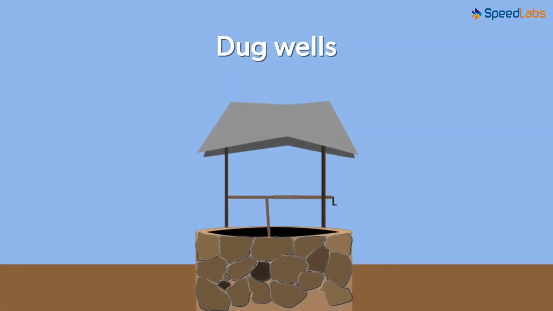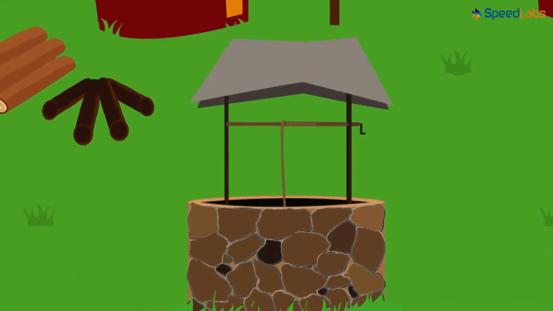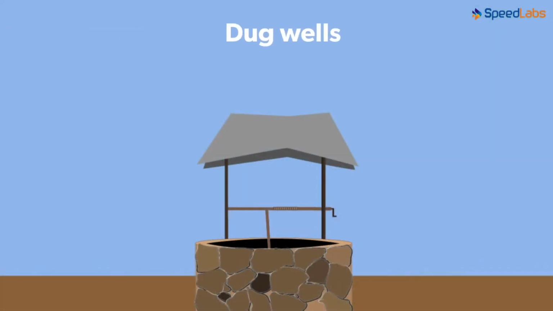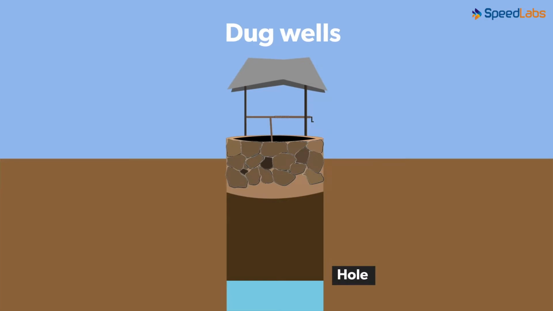Dug wells are commonly found in villages and they do not need heavy machineries to be created. A simple shovel can help create a dug well. A dug well, in simple words, is an open hole made for the sole purpose of obtaining water for a simple household. The water is taken out manually with the help of ropes and a bucket.